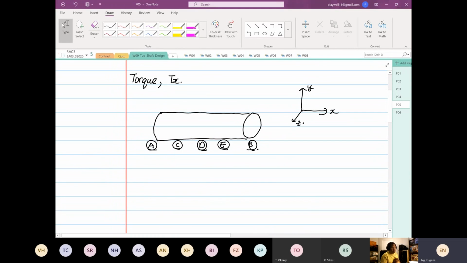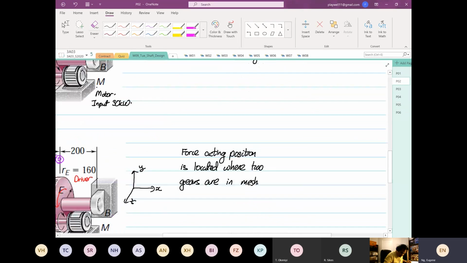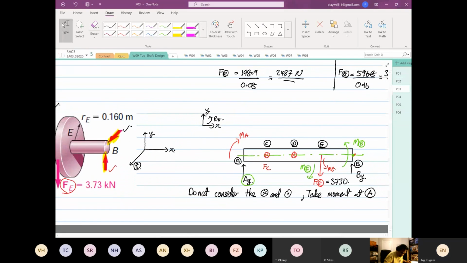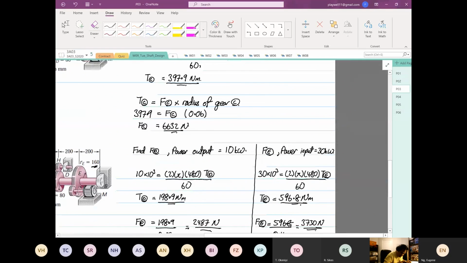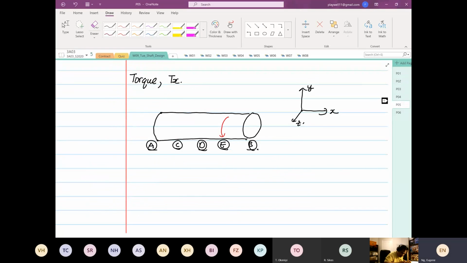So based on the motor rotation, we know the input is at point E. And point E we calculated to be what? From the torque from the motor. Let me go back. From the top of the motor, we calculated it to be 596.8.